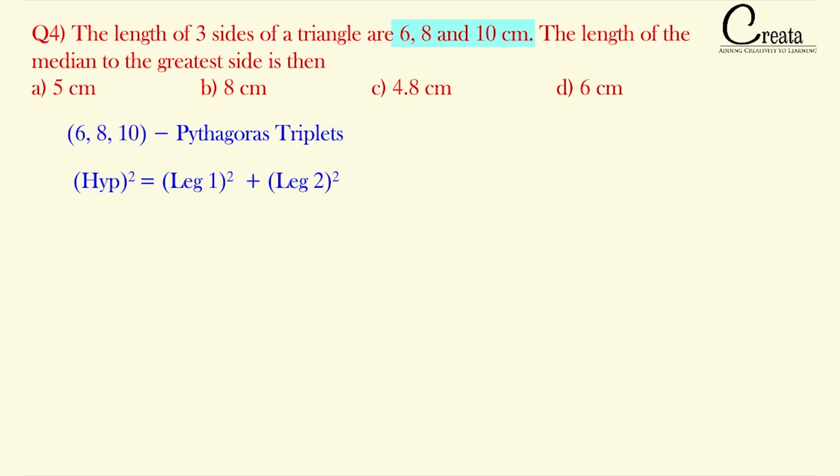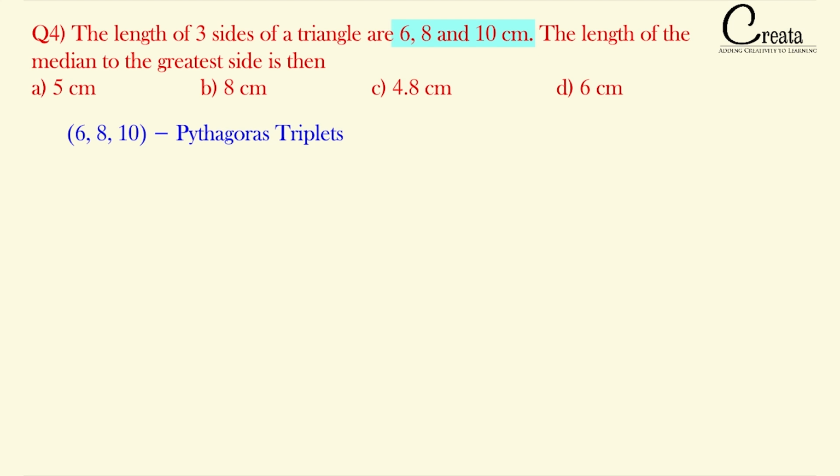Here 10 centimeter is the largest side, which means 10 centimeter will be the hypotenuse for this triangle. 6 square plus 8 square is 100, and 10 square is also 100. These three sides fulfill the Pythagoras property, which means 6, 8 and 10 are a Pythagoras triplet. That is, these three sides will form a right angle triangle.